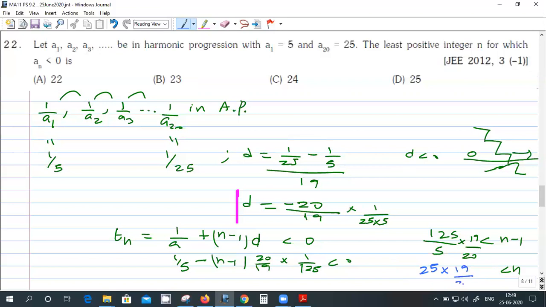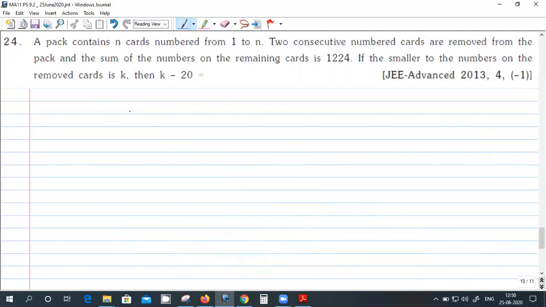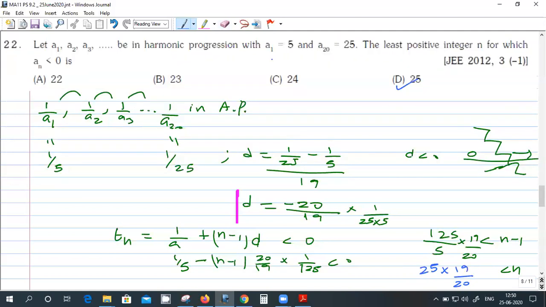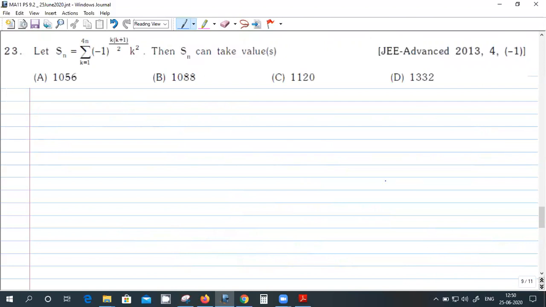into 19 by 20. So it's a little bit less than 25, right? It's 25 minus something. And n should be greater than that, and n is a natural number. If you calculate exactly, it should be 24 point something. And n should be greater than 24.